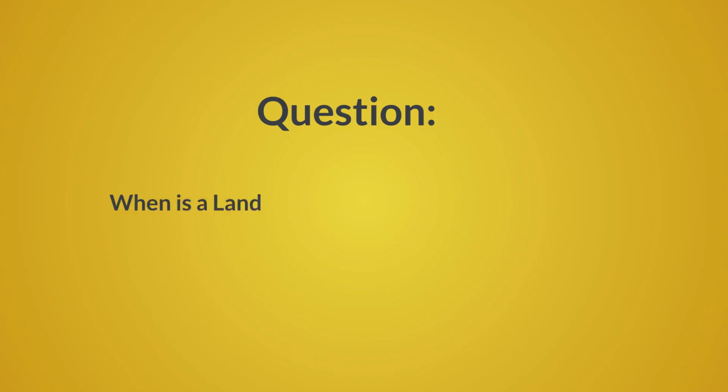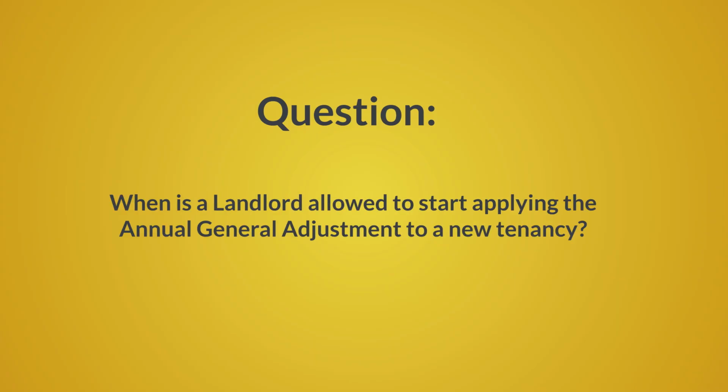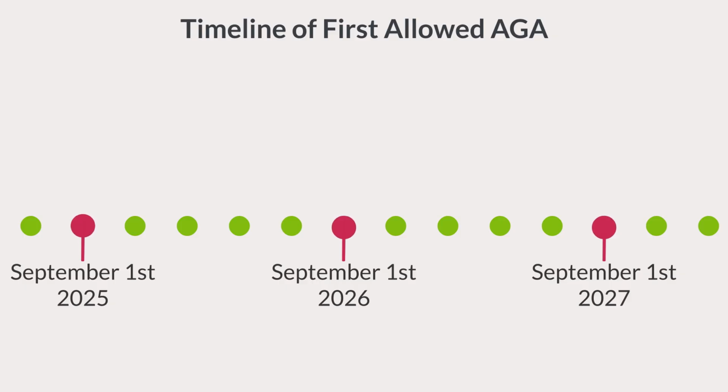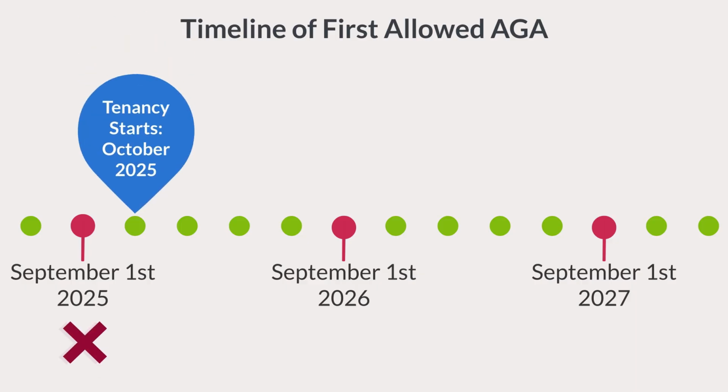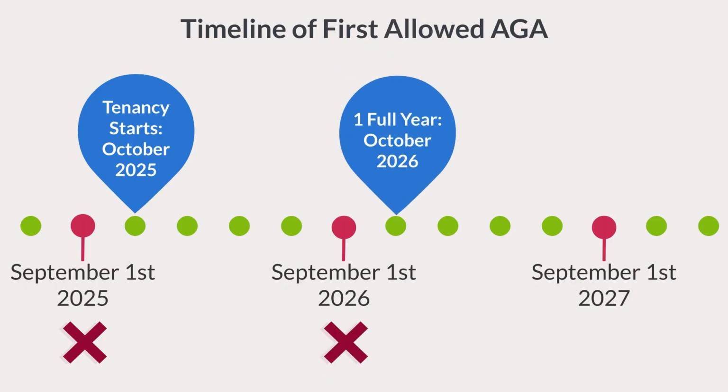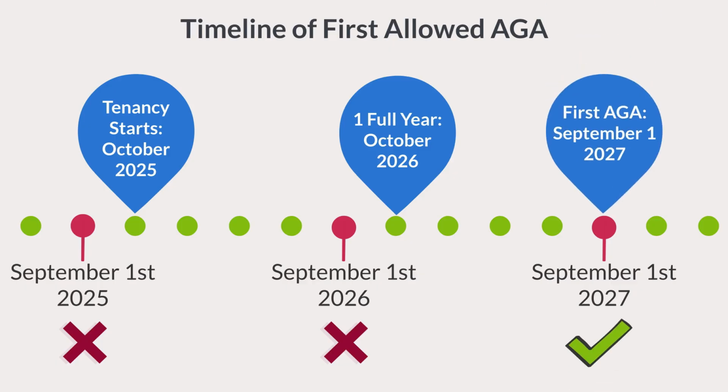Now that you understand what a rent increase is, the next question to be able to answer is, when is a landlord allowed to start applying the annual general adjustment to a new tenancy? The annual general adjustment only applies to tenancies that, on September 1st, have existed more than a full year. For example, if the tenancy started in October 2025, the AGA for September 2026 would not be permitted because the tenancy would not have existed one full year on September 1, 2026. In this example, the first allowed AGA would be on September 1, 2027.